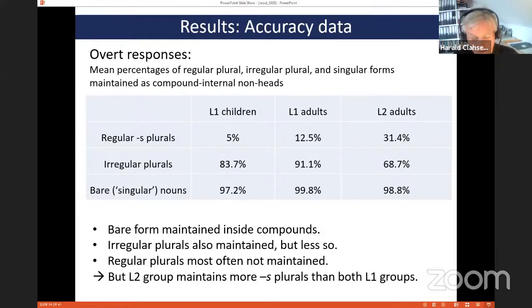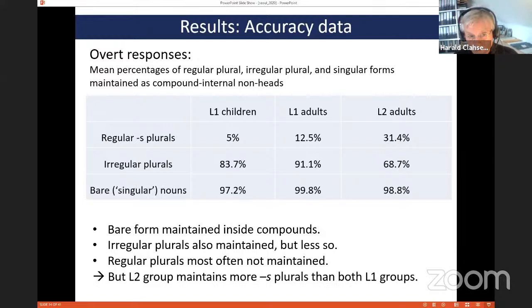So when you look at this, the compound responses showed that when presented with a singular form like duck and goose, this was almost always included as a compound internal modifier, right? Of course, when you say feed duck, they say duck feeder, and this is how these high numbers come about. When the noun to be included in the compound was an irregular form, it was still mostly maintained, less so by the L2 learners, but still maintained. And there's nothing bad about that.